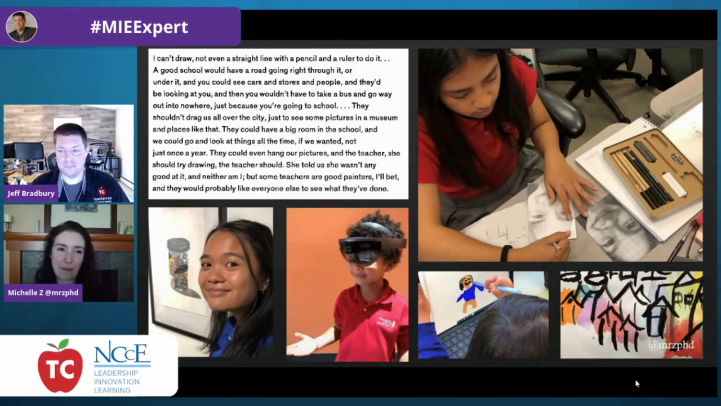And this was another quote from one of the kids in the place they call schools, asking the kids to draw or design architecture of a school building they wish they could be in. And the student said, I can't draw, not even a straight line with a pencil and a ruler to do it. A good school would have a good road going through it, and under it you could see cars and stores and people, and they'd be looking at you. And they wouldn't just have to take a bus to go way out into nowhere.